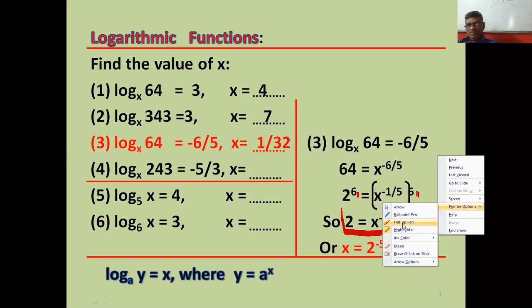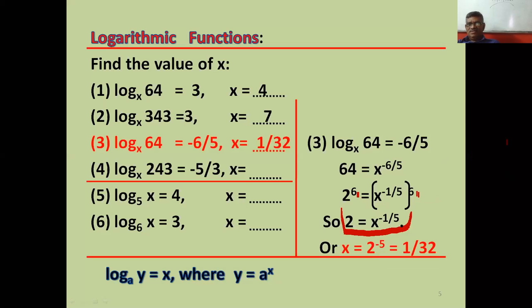Our answer is 1 upon 27. 1 by 27. That's right. Because 3 raised to 5 equal to x raised to minus 1 by 3 raised to 5, raised to 5 goes. So 3 equal to x raised to minus 1 by 3. Raising the power with minus 3, you get 3 raised to minus 3 equal to x. X is 1 by 27. That's right.